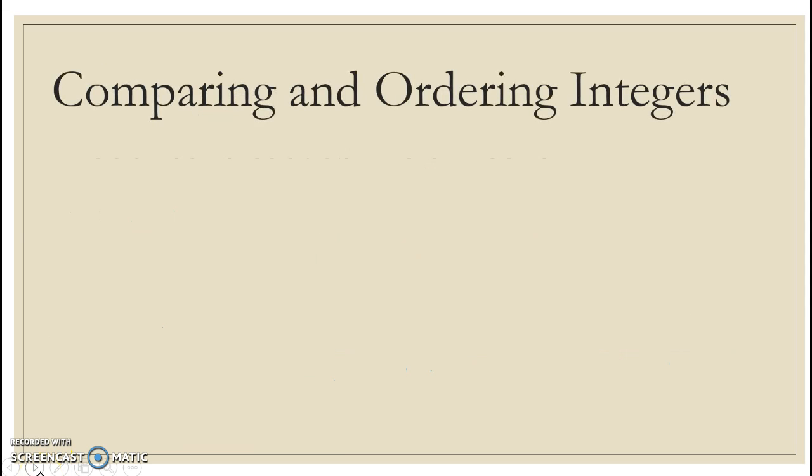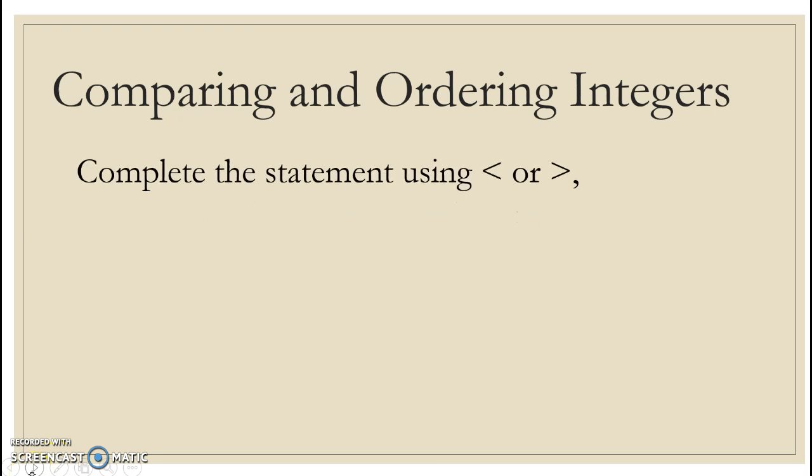Our next section is comparing and ordering integers. So we're going to start with writing some number sentences, and we're going to be using the less than or greater than sign. So here we have negative 5 and 0. If we think about numbers on a number line, 0 is larger than negative 5, so we would have negative 5 is less than 0.